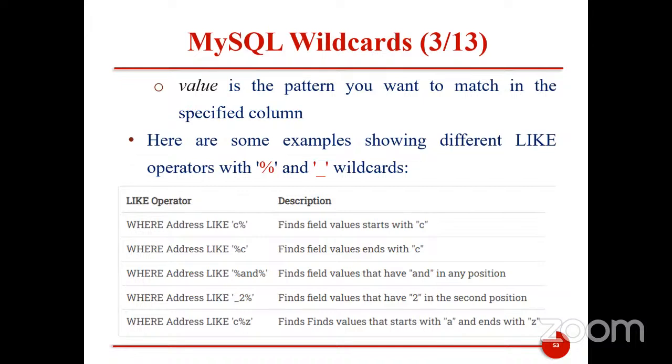Then we have where address LIKE '_2%'. It defines values that have 2 in the second position, which means that the second position has to be 2. Then we have where address LIKE 'C%Z', which means that the word must start with C and it must end with Z. So that is where you can use that.